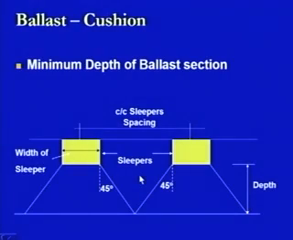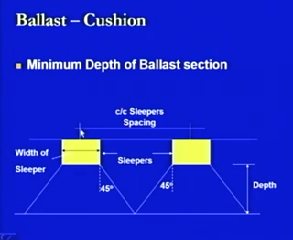Then this is another thing related to this ballast section: what should be the minimum depth of this cushion, below which the load bearing capacity of the formation level will not be in a position to take the loads and it may fail. So, here in this diagram the same thing is being depicted.